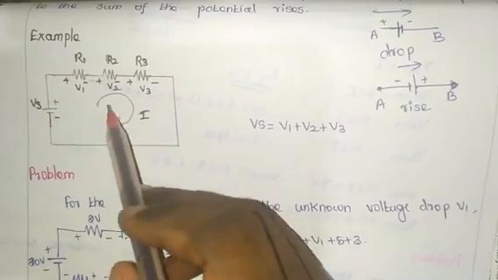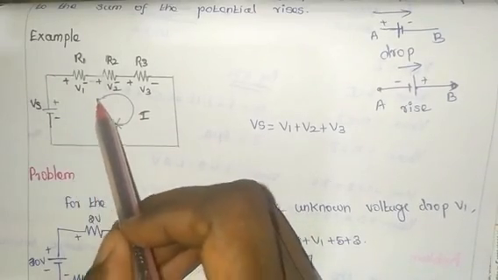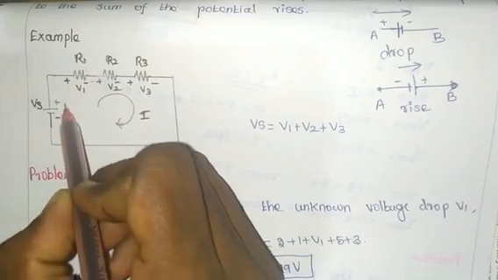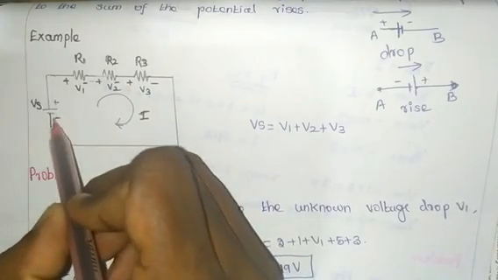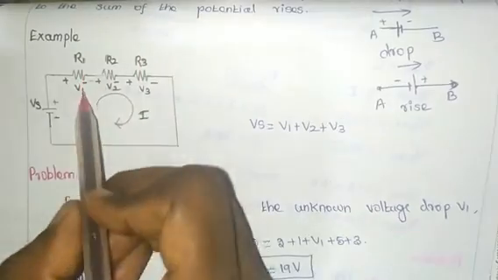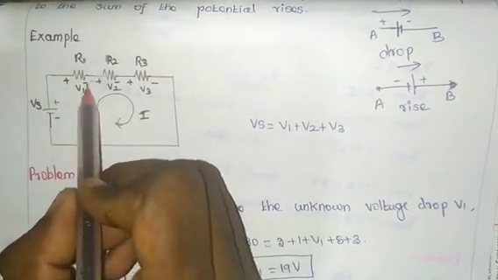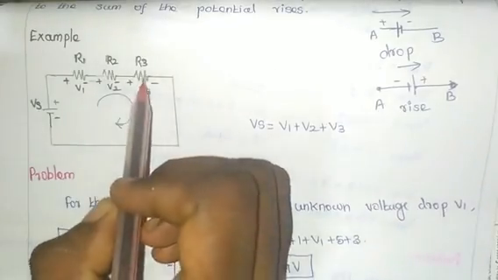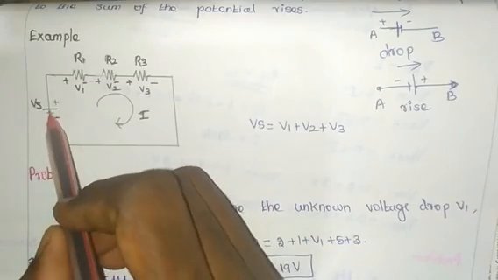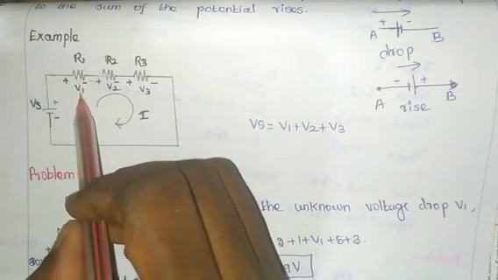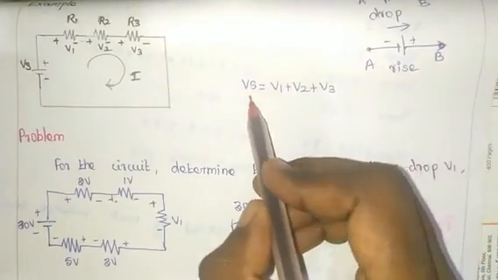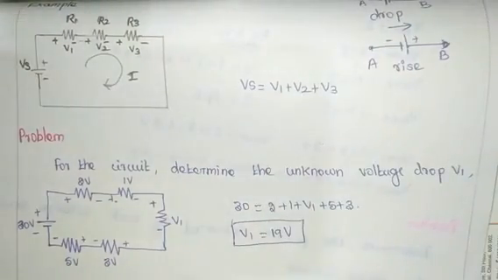So take this example. In this network, a current I is flowing in this closed path. The current is flowing in this direction, negative to positive, so here it is a voltage rise. In these three resistors, current is flowing from plus terminal to minus terminal, so the voltage is dropping. So voltage rise Vs is equal to voltage drops V1 plus V2 plus V3.